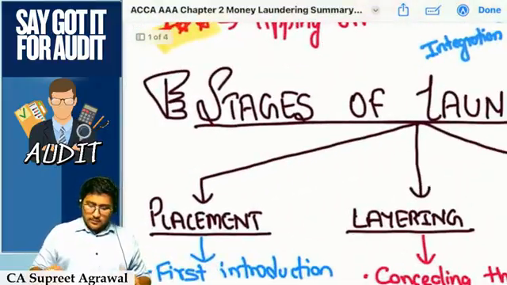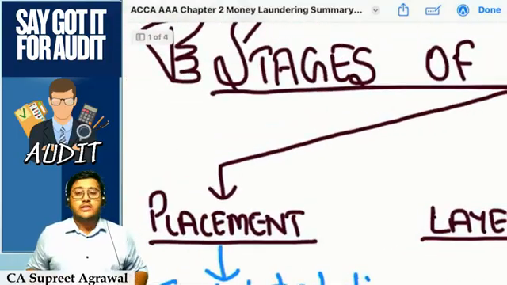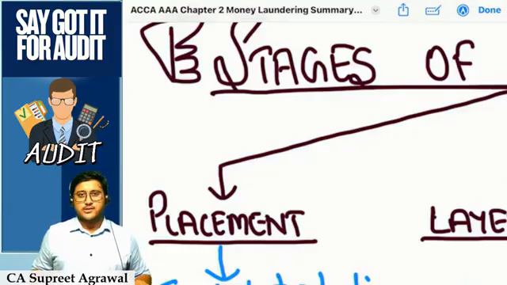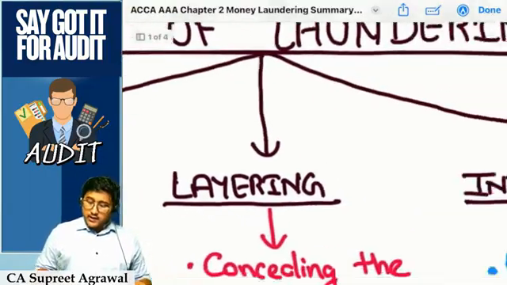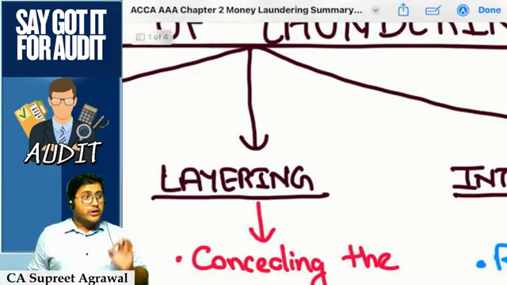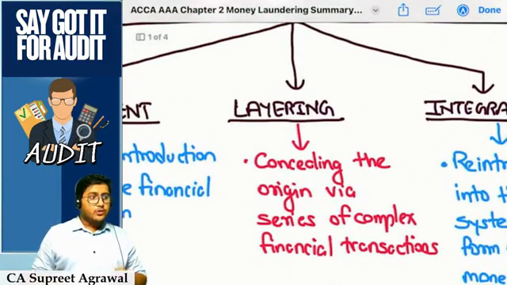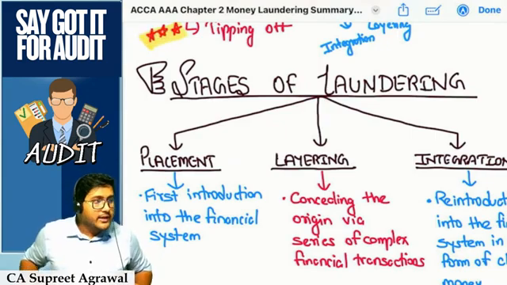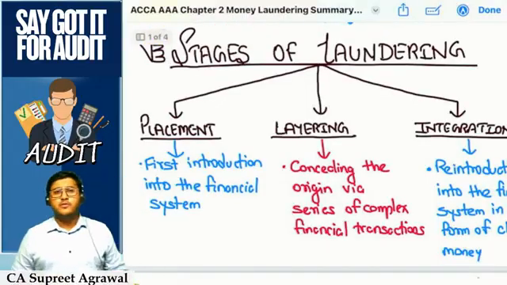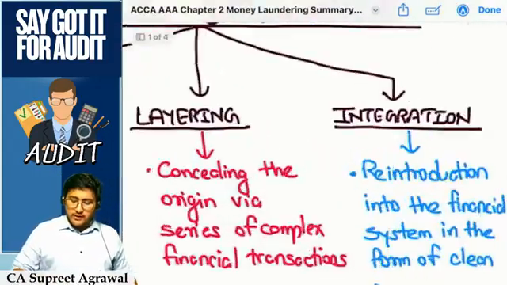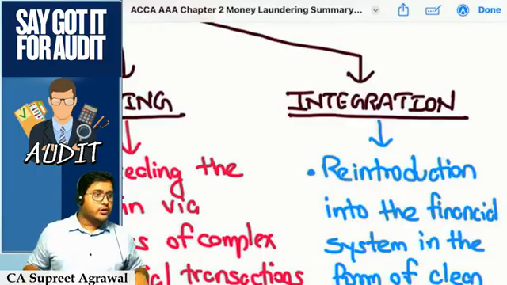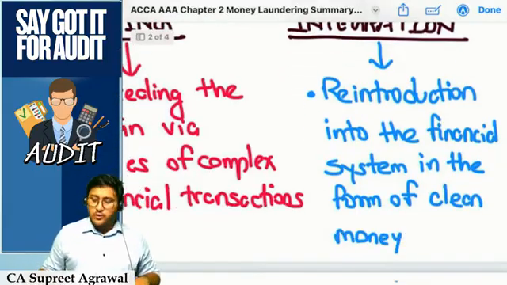Let's try to understand placement. The first introduction into the financial system of the economy is known as placement. Second, layering, that is concealing the origin, hiding the origin, via a series of complex financial transactions. And finally, integration, which is reintroduction into the financial system in the form of clean money.